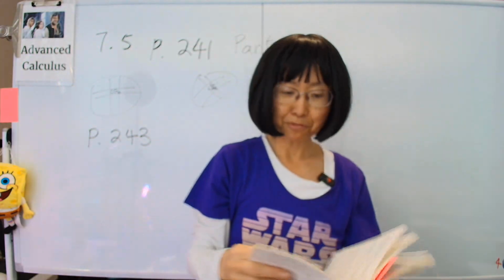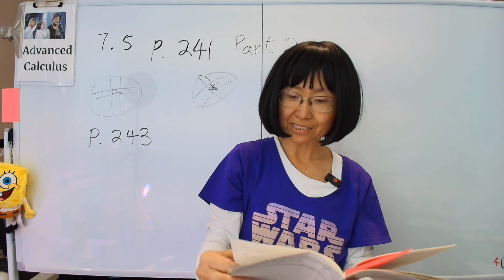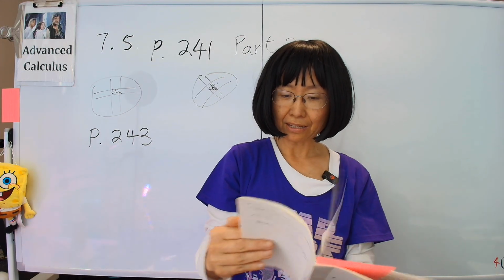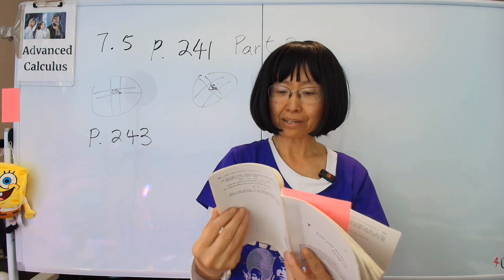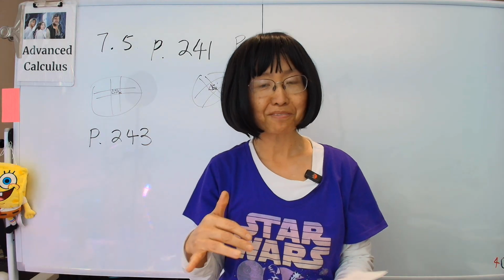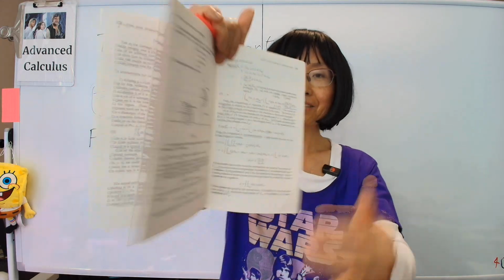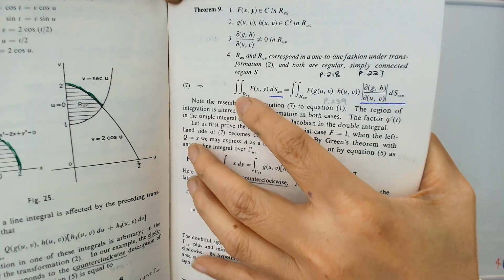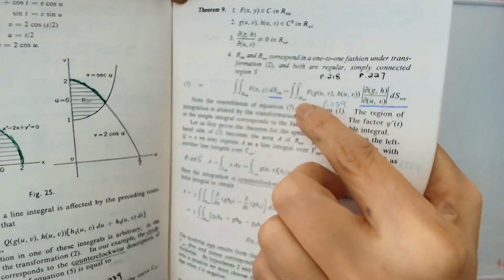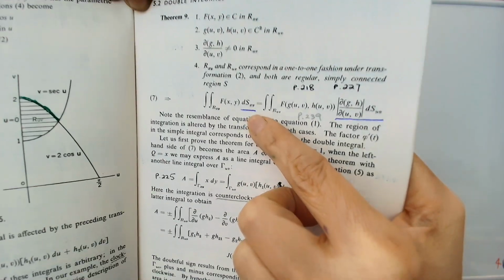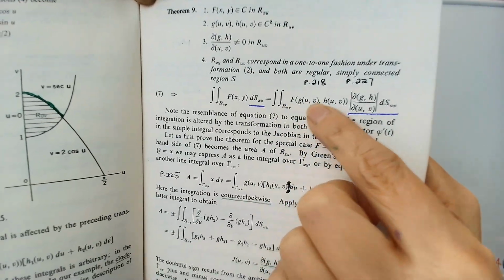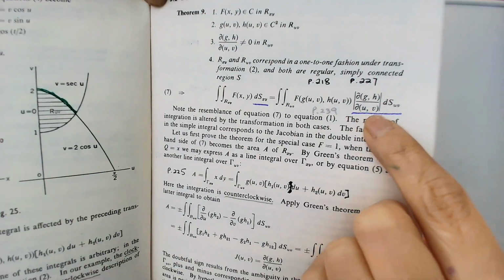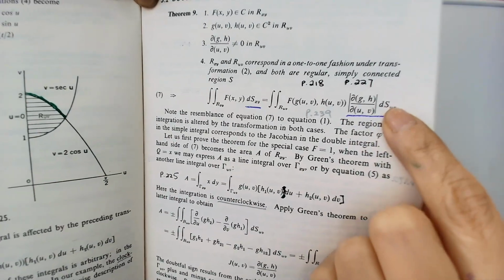Next, we are going to apply theorem 9 that we just proved. We are now at this point, integrating over Rxy, and theorem 9 says that if you integrate over Rxy, you can transform it into Ruv, as on the previous page, 241. You put f in there in terms of uv, and then you slap the Jacobian in there, and then it will be dSuv.